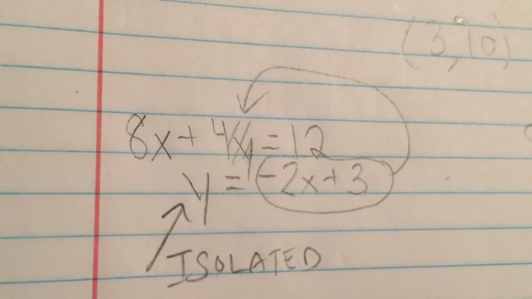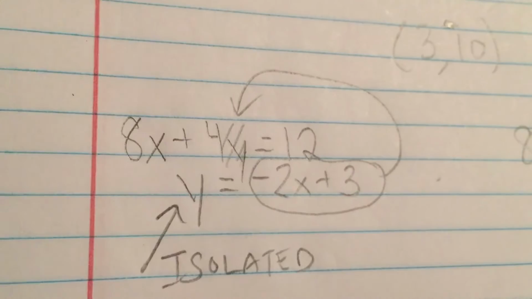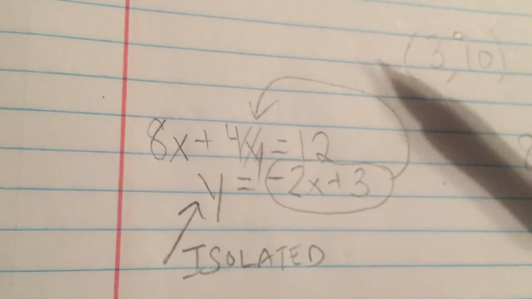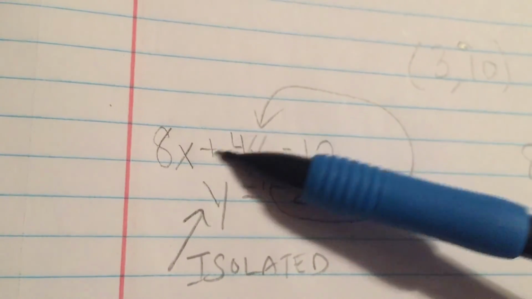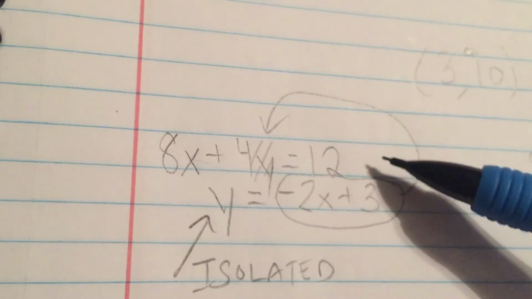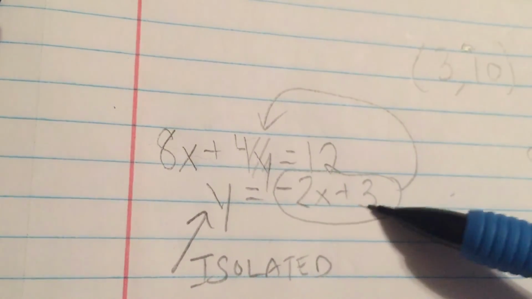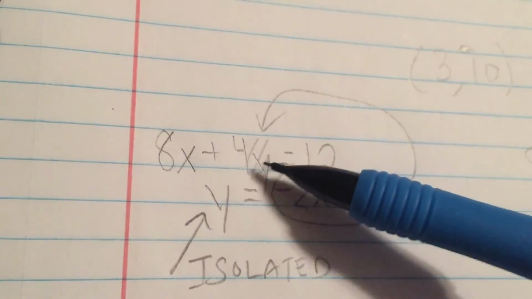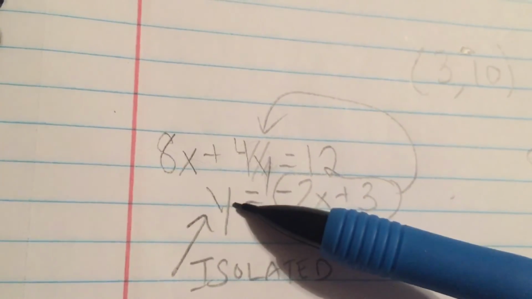All right, for the second equation that you gave, we have 8x plus 4y equals 12, and y equals negative 2x plus 3. So again, we're looking for which equation is isolated. Up here, nothing's isolated, but down here we have y equals by itself. I'm going to circle the negative 2x plus 3. I'm going to scribble out the y. The reason it's a y is because that's the one that's isolated.